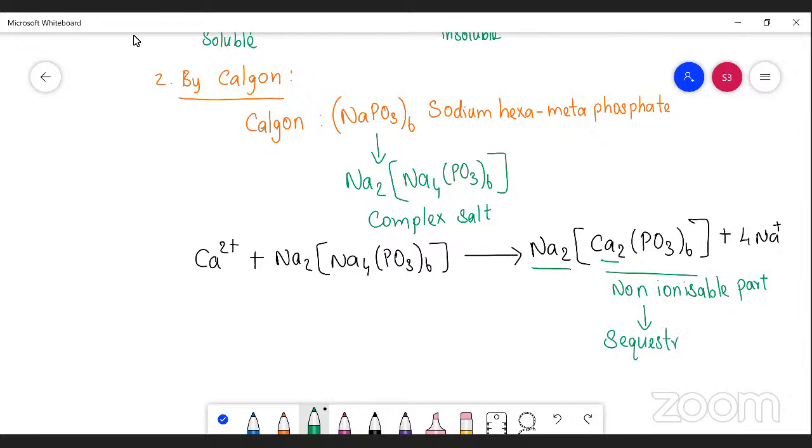What do you mean by sequestration? That means the free calcium ion is present in a complex salt which is non-ionizable. What is the sequestering agent? Calgon is a sequestering agent, so it will sequester the calcium 2 plus ion.